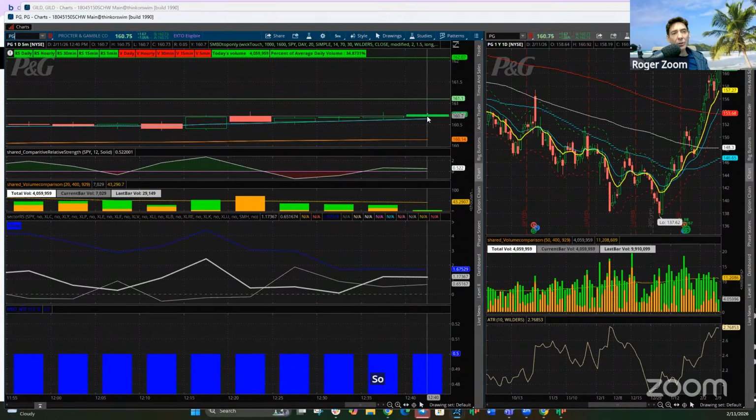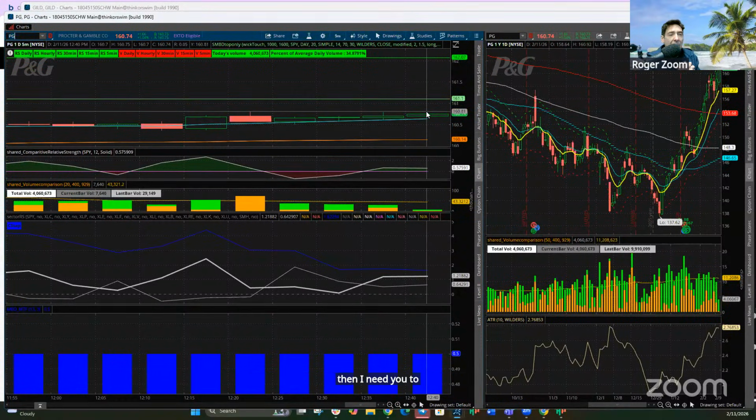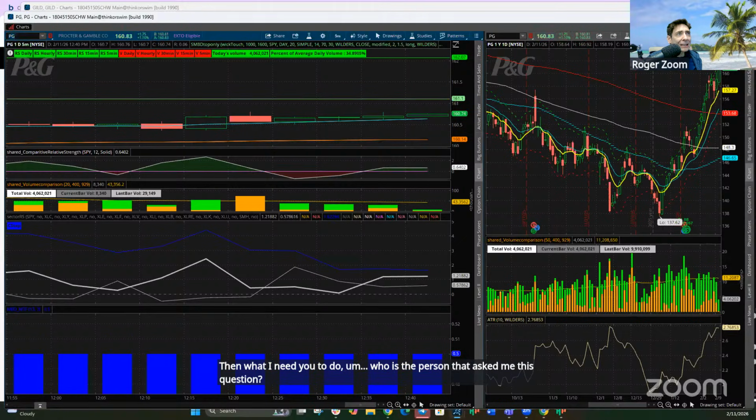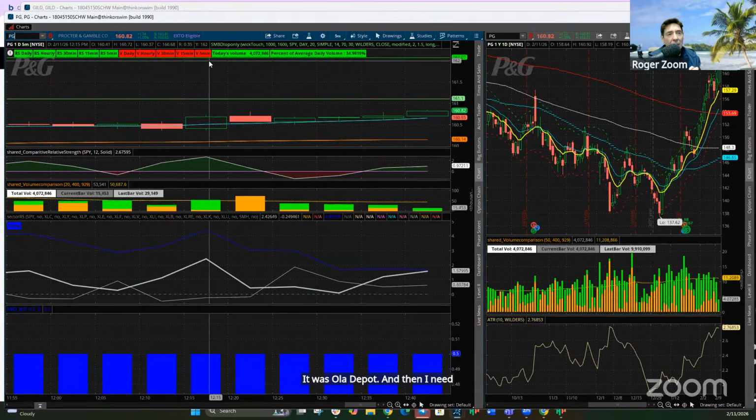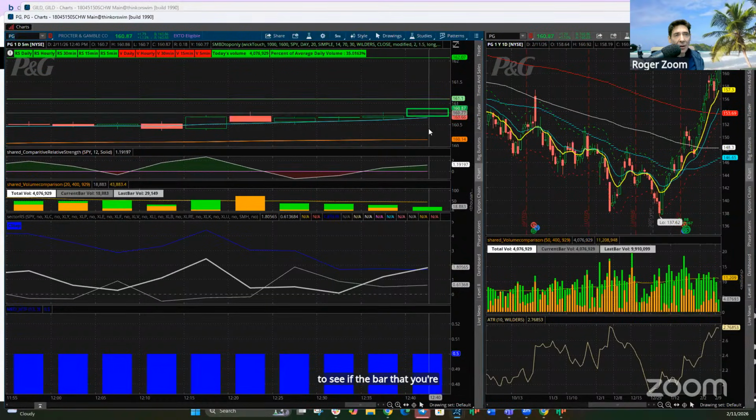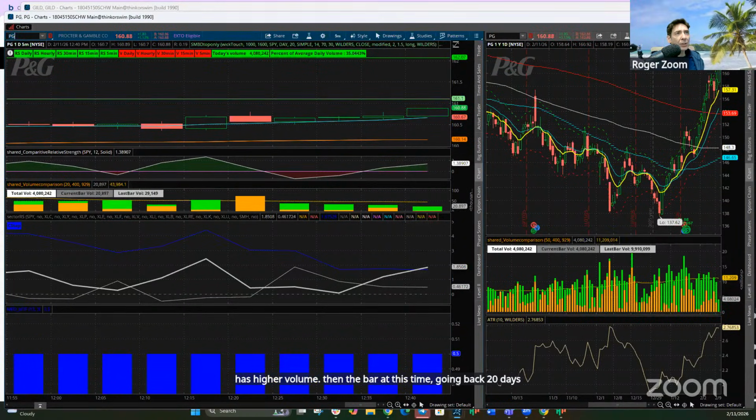So if you want to know if this bar has high volume or not, then I need you to go back to the 1240 bar, the 5-minute bar, going back every day for the last 20 trading sessions. Then what I need you to do, who was the person that asked me this question? It was Oladipo. And then I need you, Oladipo, to take an average volume of all those 20 bars to see if the bar that you're seeing right now has higher volume than the bar at this time going back 20 days.